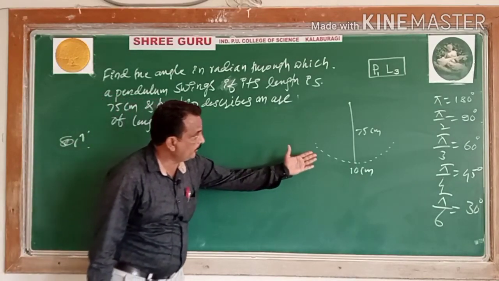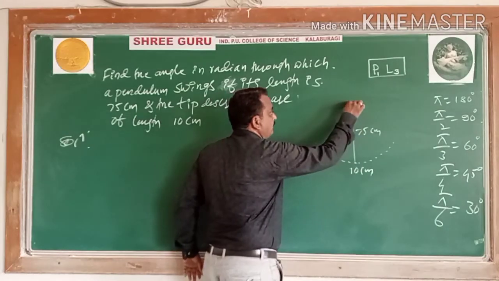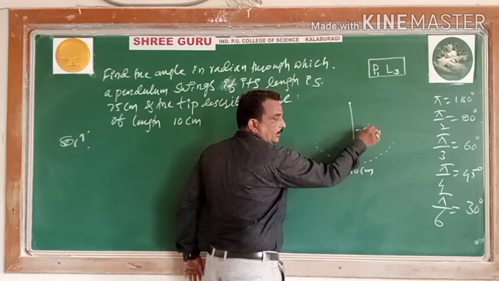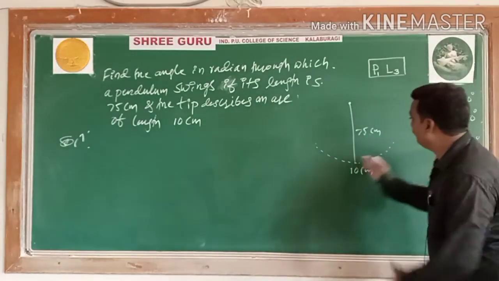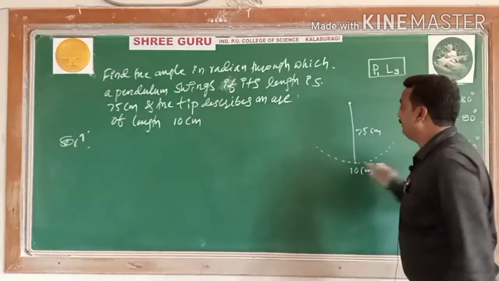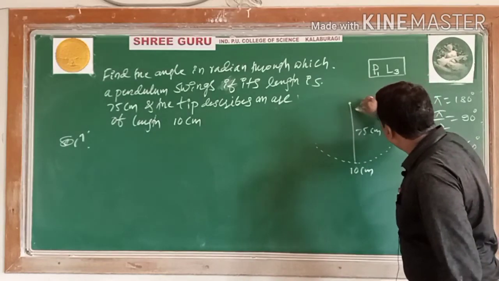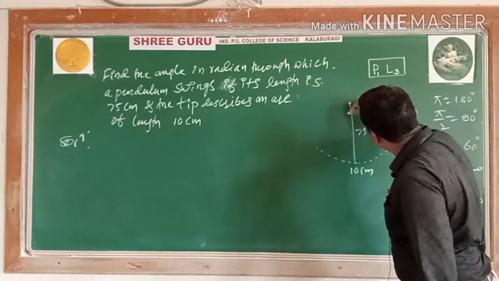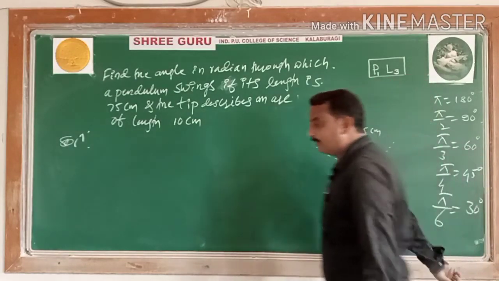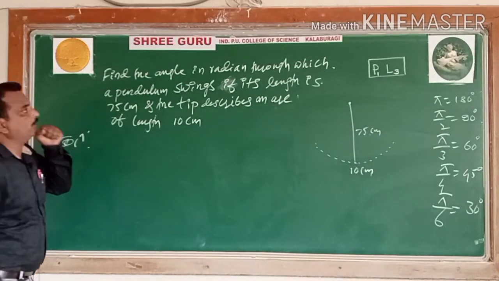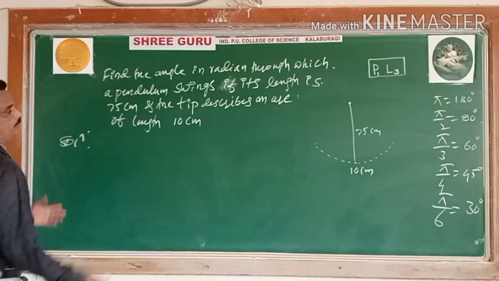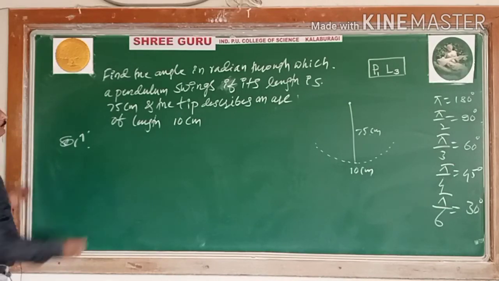See this diagram, students. Suppose this is a pendulum of 75 centimeter, because it is given that the length of the pendulum is 75 centimeter. If it swings, the tip describes 10 centimeter. Find the angle subtended at the center. This angle you have to calculate. Very simple it is.